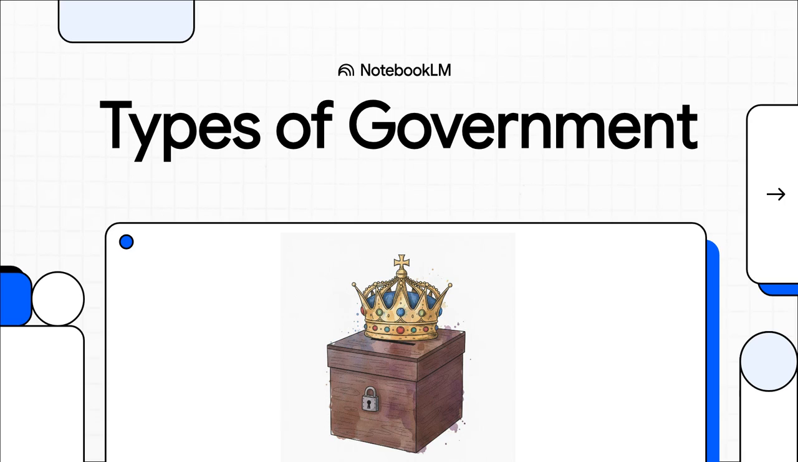Today, we're taking a look at something absolutely massive, the very architecture of human society. We are going to unpack exactly how societies organize themselves. We're talking about everything from simple, everyday rules all the way up to the incredibly complex global systems that govern entire nations. So let's build a framework to really understand the rulers, the ruled, and the systems that connect us all.